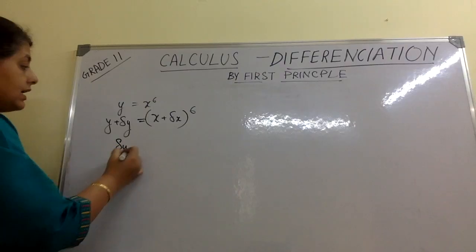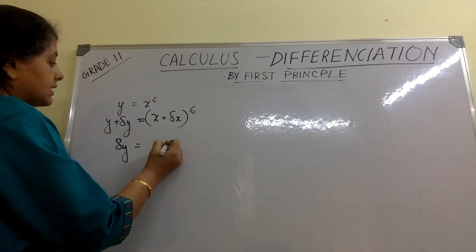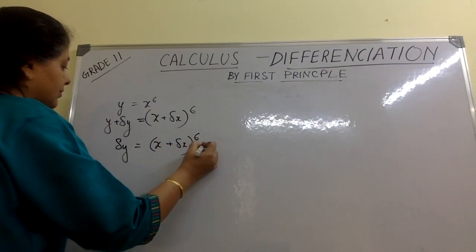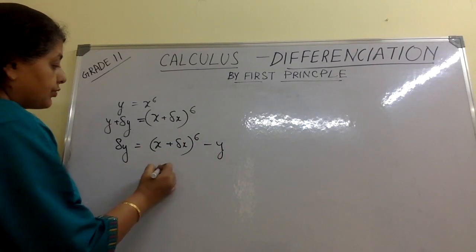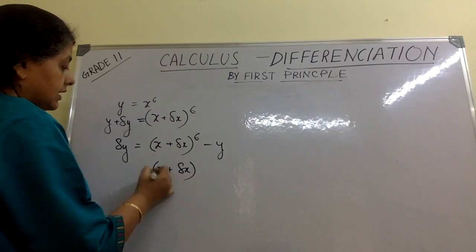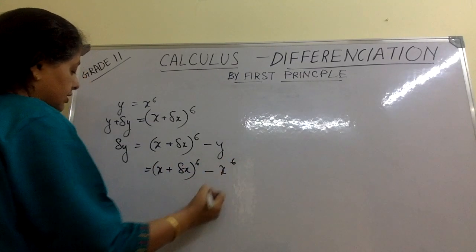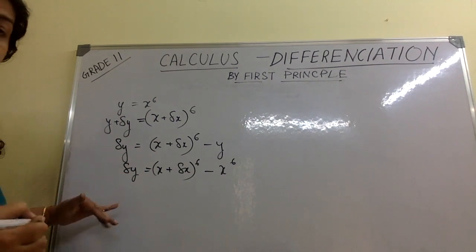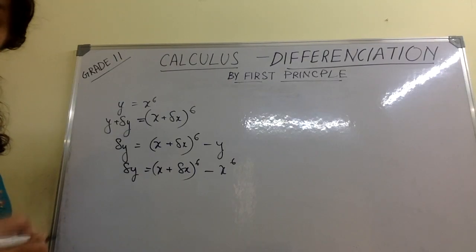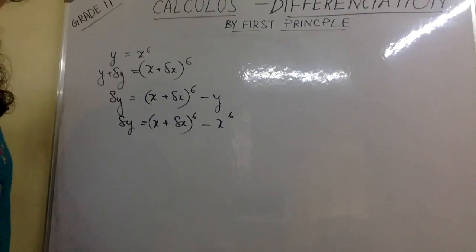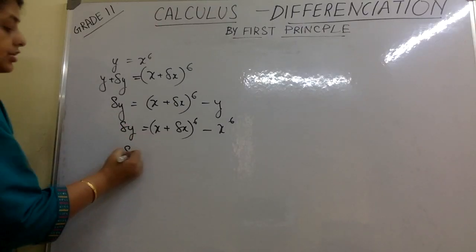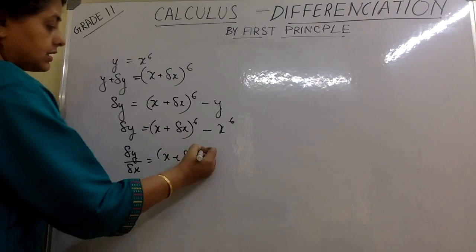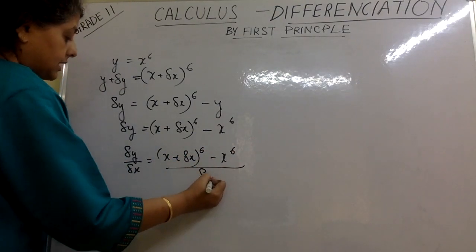Now, del y is equal to (x plus del x) to the power 6 minus y, which is x to the power 6. So (x plus del x) to the power 6 minus x to the power 6 is equal to del y. Now we are going to do del y by del x. Okay, why we are doing del y by del x? Because we have to do differentiation, so del y by del x is ((x plus del x) to the power 6 minus x to the power 6) by del x.